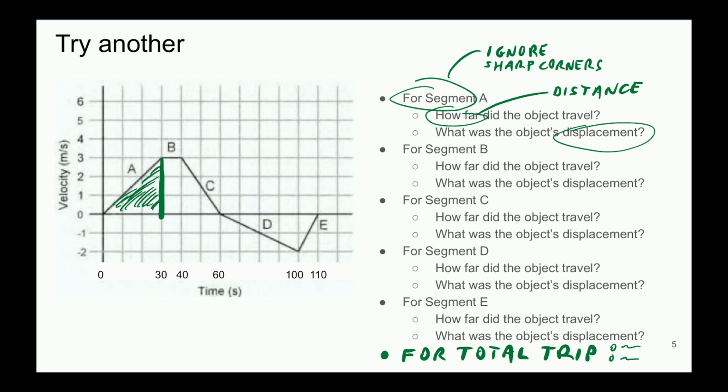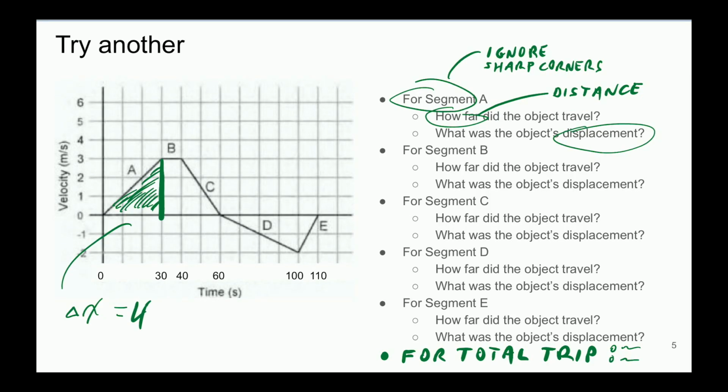But I have to divide by 2 because it's a triangle. So the displacement, I'm going to write delta x, is equal to 3 times 30 divided by 2, 45. Okay, so that's 45 meters. Done. So I just looked at the area of that geometric shape.